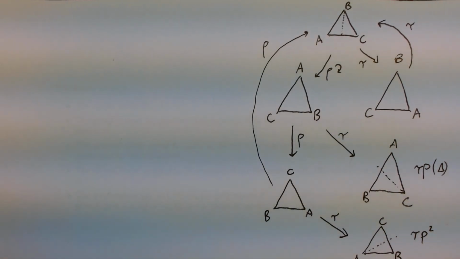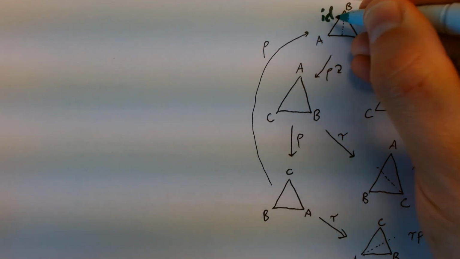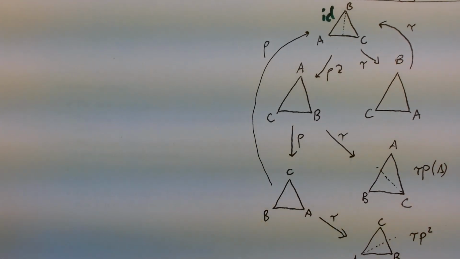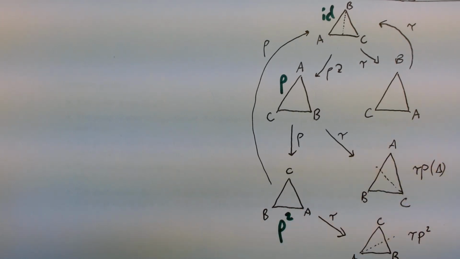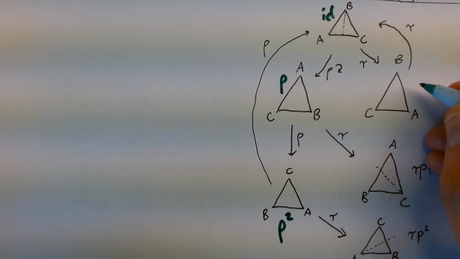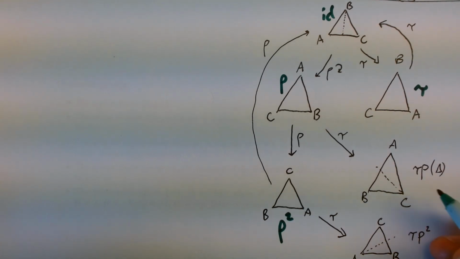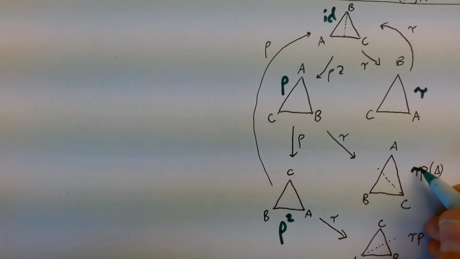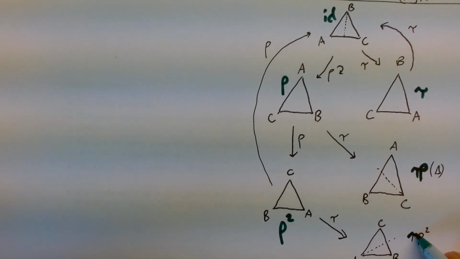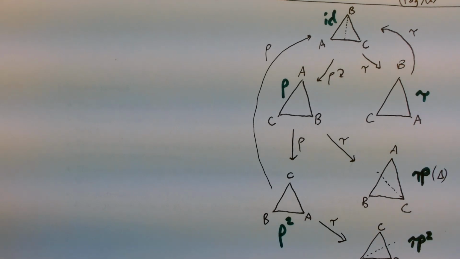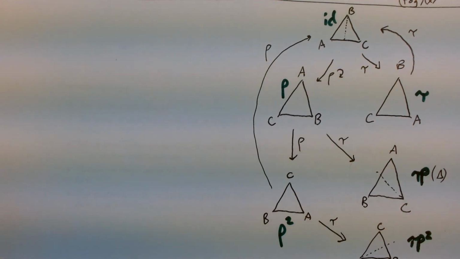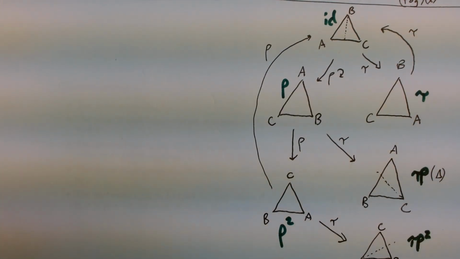So let's give names to each one. Of course, the original triangle is what you get by applying the identity to it. This is what I get by applying rho once, and this one I apply rho twice, so I'll call that rho squared. This one I get by applying tau, and then tau rho and tau rho squared, so I'll just put those on top. So I can think of these as the 6 symmetries of the equilateral triangle.